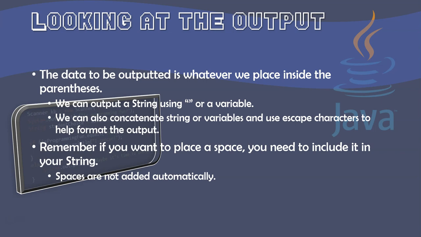These are the kind of things we can do with our output. Now remember, if we want to put a space in, we either need to include that as part of our original string, or we need to concatenate that in separately as its own character. Remember, spaces are not automatically added between variables or strings or whatever you want to join together.